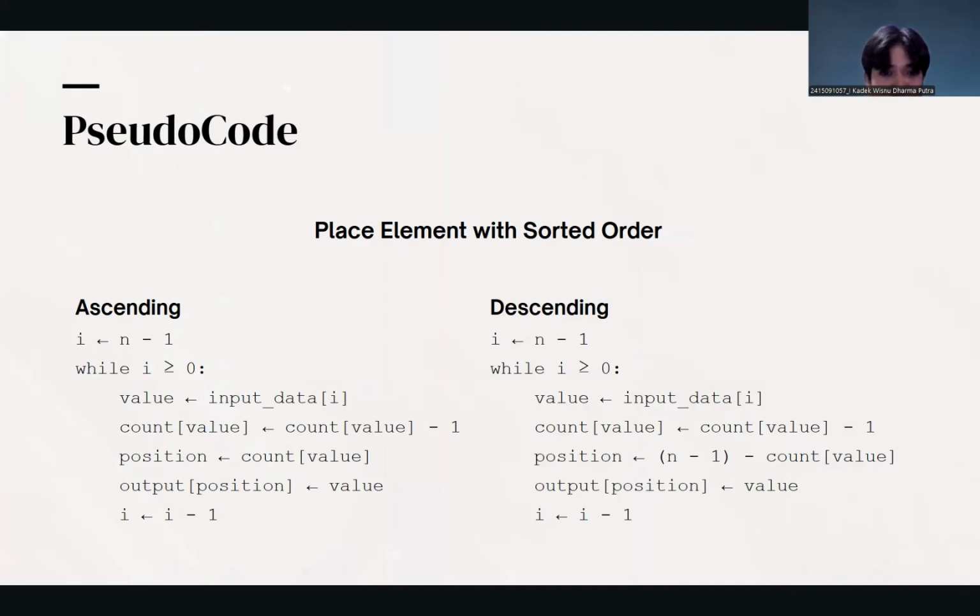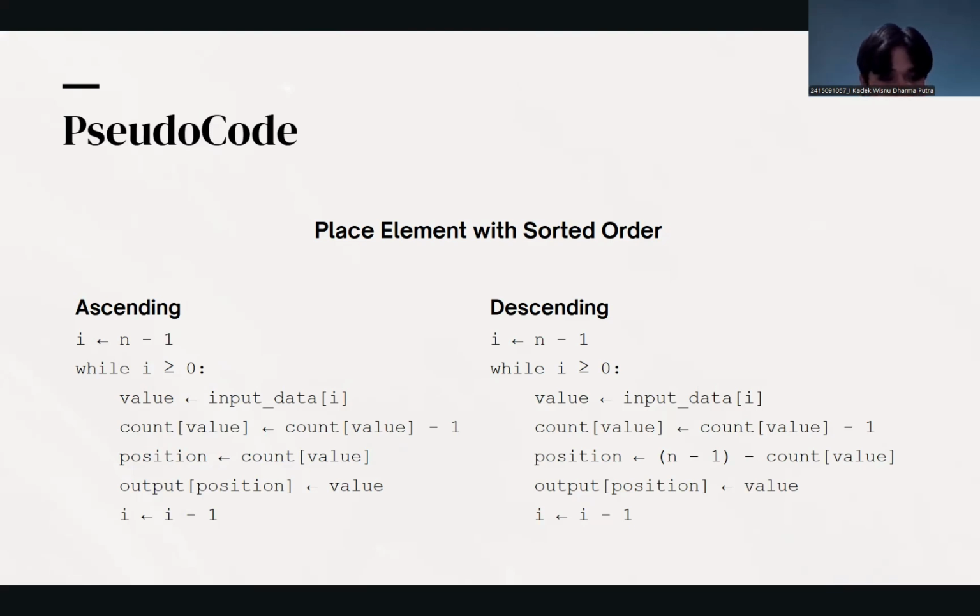In the counting sort, we can create the ascending or descending sorted order. In the ascending, we create the I variable as the iteration. In this case, we use n minus 1, or length of array minus 1, and we use a while loop when the condition is variable I is more than or the same as 0.